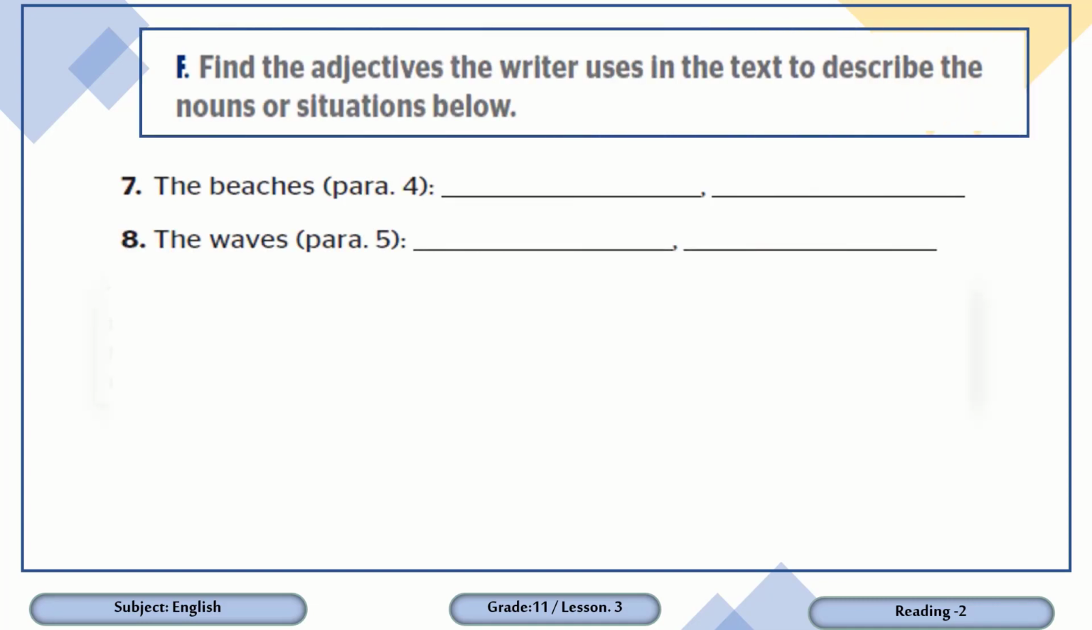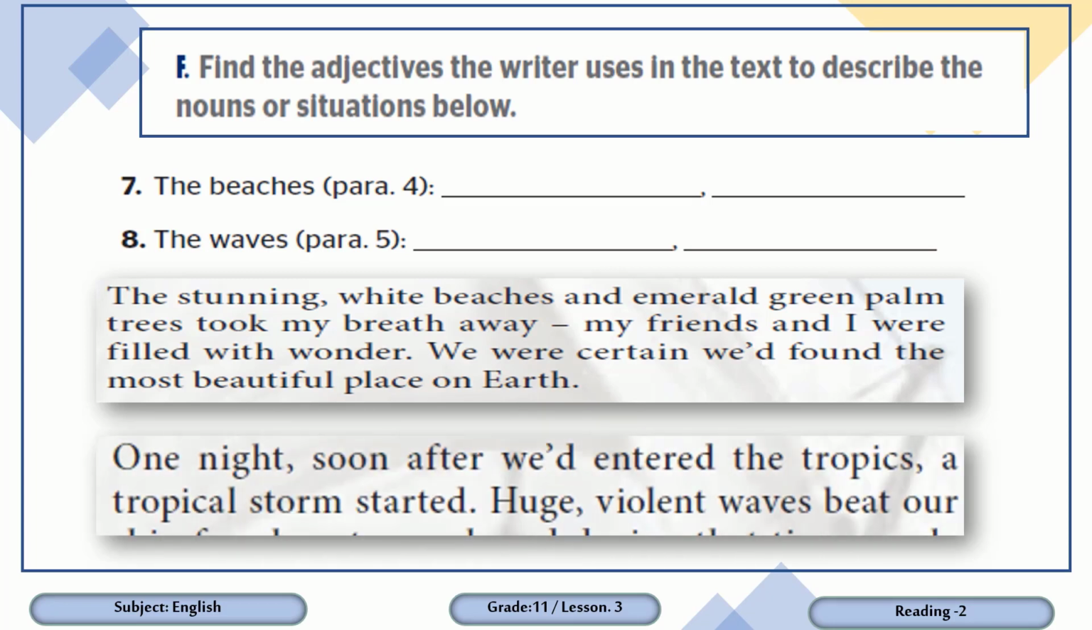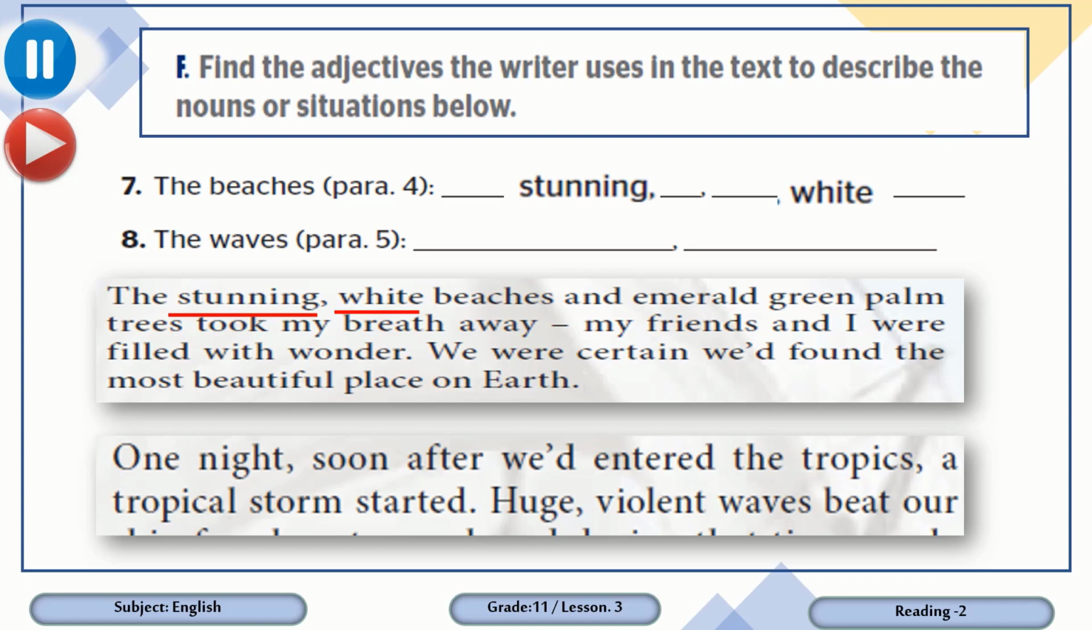Here are the nouns and situations, and here are paragraph 4 and paragraph 5. Please get your answers ready and let's check the answers. Okay. Number 7. He mentioned that the beaches were very good, stunning, and white, and the waves in paragraph 5 were described to be excellent, huge, and violent. Excellent.